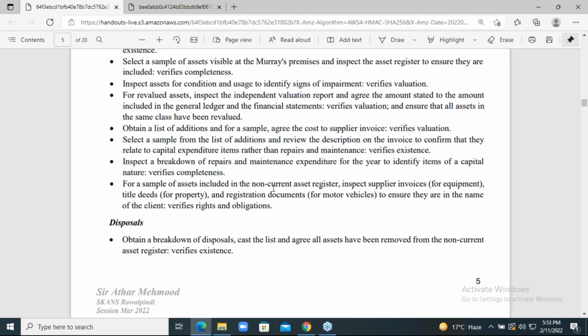For a sample of assets included in the non-current asset register, inspect supplier invoice, title deed, and registration document to confirm they are issued in the name of the client. You can use this procedure for traffic lights. But the only slight change you are going to make is that instead of writing non-current asset register, you are going to write donated asset register or purchase asset register. So this is crucial.